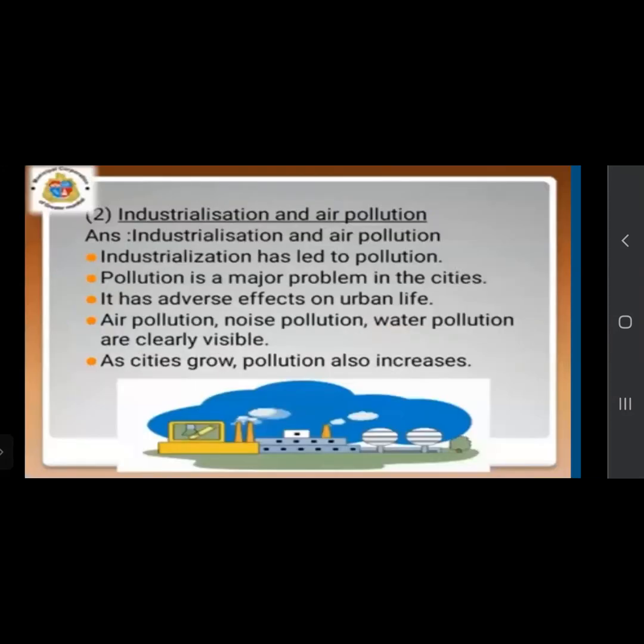Second is industrialization and air pollution. Industrialization has led to pollution. Pollution is a major problem in the cities. It has an adverse effect on urban life, a very bad effect on the life of the people in urban areas. Different types of pollution are there: air pollution, noise pollution, water pollution, which are easily visible. As cities are growing day by day, pollution is also increasing.